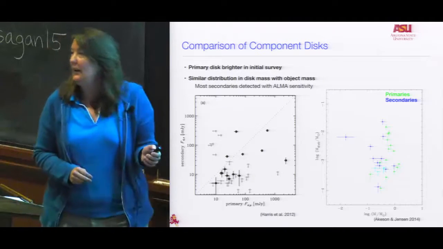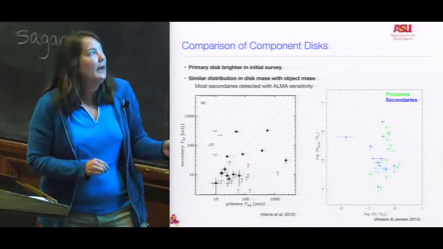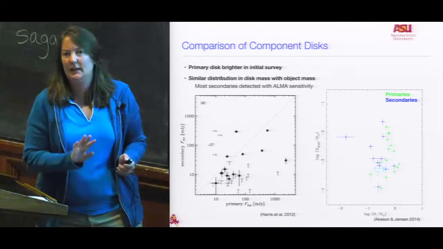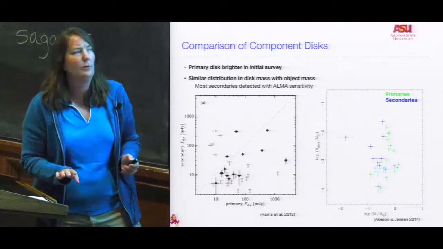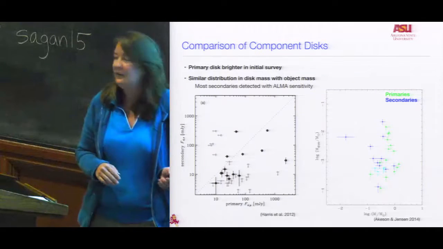And so what you see are, gray points mean that the secondary wasn't actually detected, and black is where both are detected. And this was an early study that was indicating that the primary was almost always the more massive disk, and quite often the secondary was not detected.